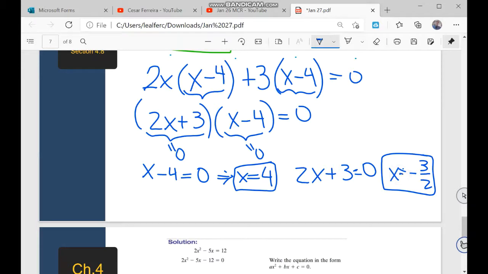Okay, now you have the answers, you have the solution, and you will represent this as a set of numbers. To represent a set of numbers, we're going to use this special bracket here that's called brace, and the answer is x equals negative 3 over 2 and 4.